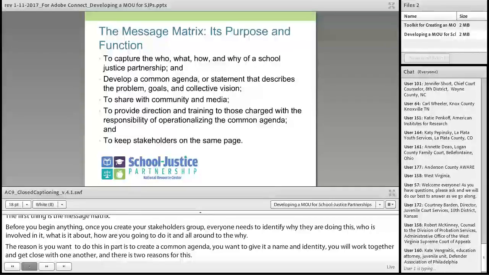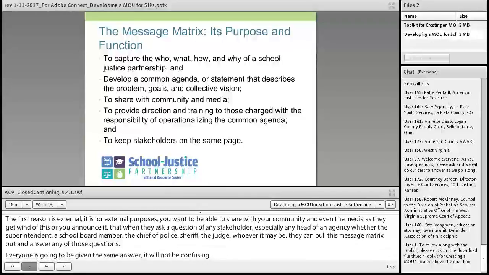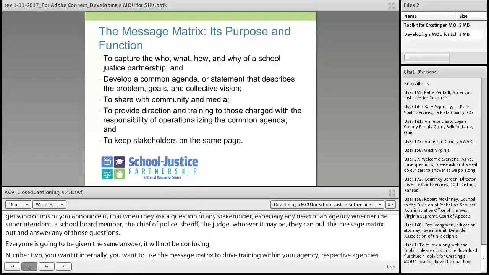Number two, you want it internally. You want to use this message matrix to drive training within your respective agency. It's extremely important that what you agree on, what you sign, that everyone within your agency receives training on it so that everyone is on the same page.